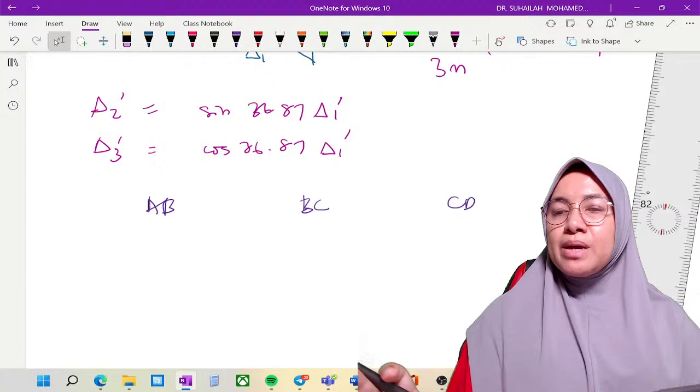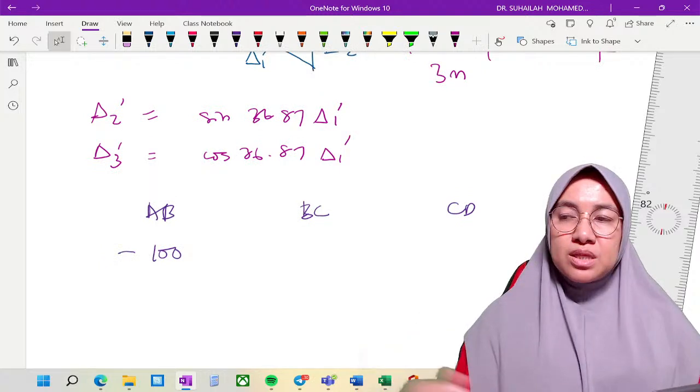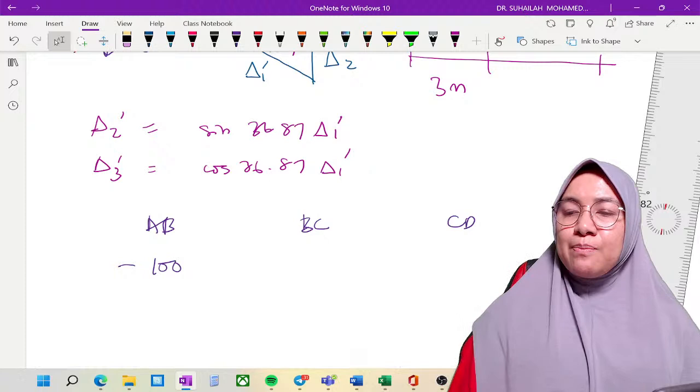So of course we need to know that we have to identify whether BC and CD are negative or positive. It will depend on the angle. So by looking at this, the angle for AB, this one, the angle is positive. So when the angle is positive, FEM AB is negative.